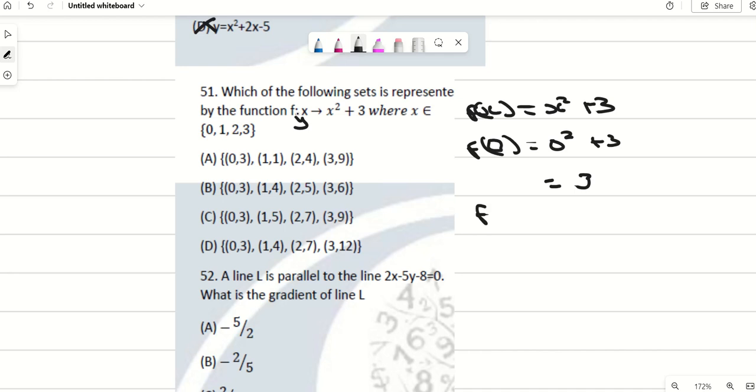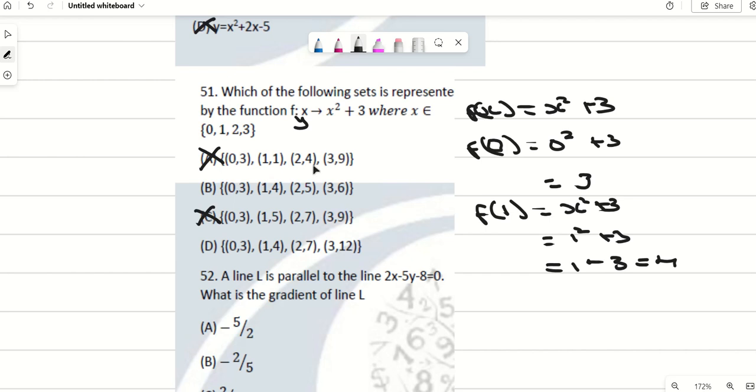Now f of 1. When x is equal to 1, we have x squared plus 3, so that's 1 squared plus 3, which is 1 plus 3 equals 4. So we're looking for the point (1, 4). So it's either B or C. A is out because they tell you when x was 1, y was 1. That is not it. We have x is 1 and y is 4. Same thing for C: when x is 1, y is 5. So we know that is not the case.